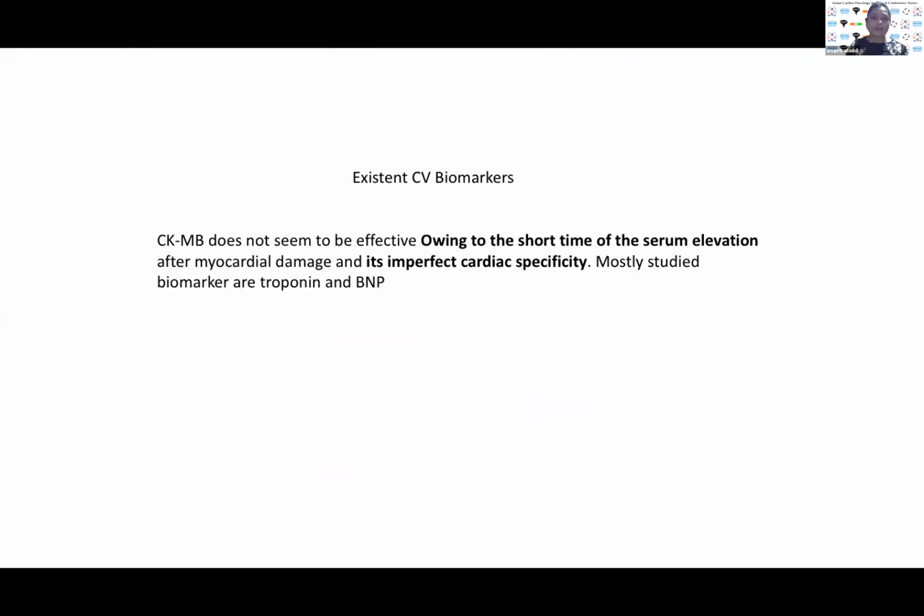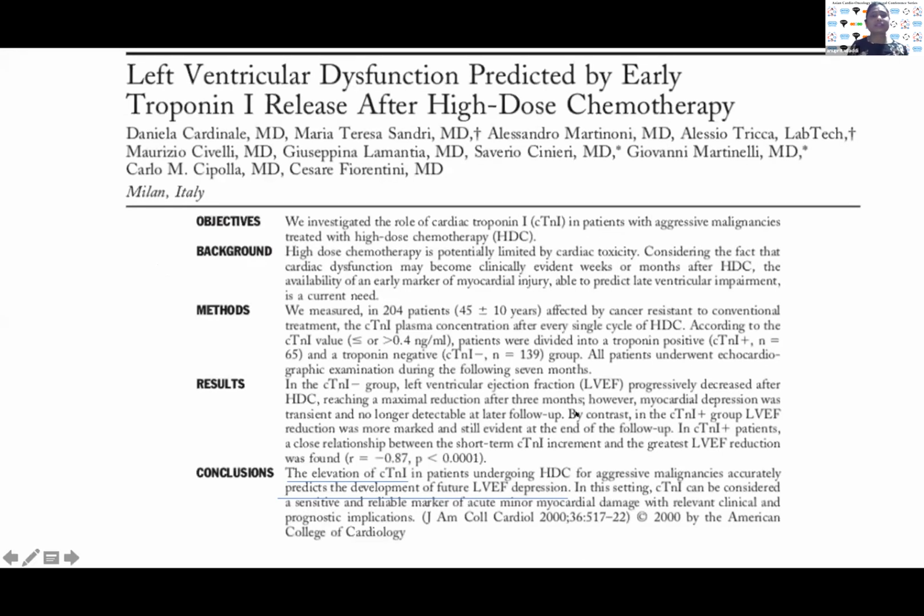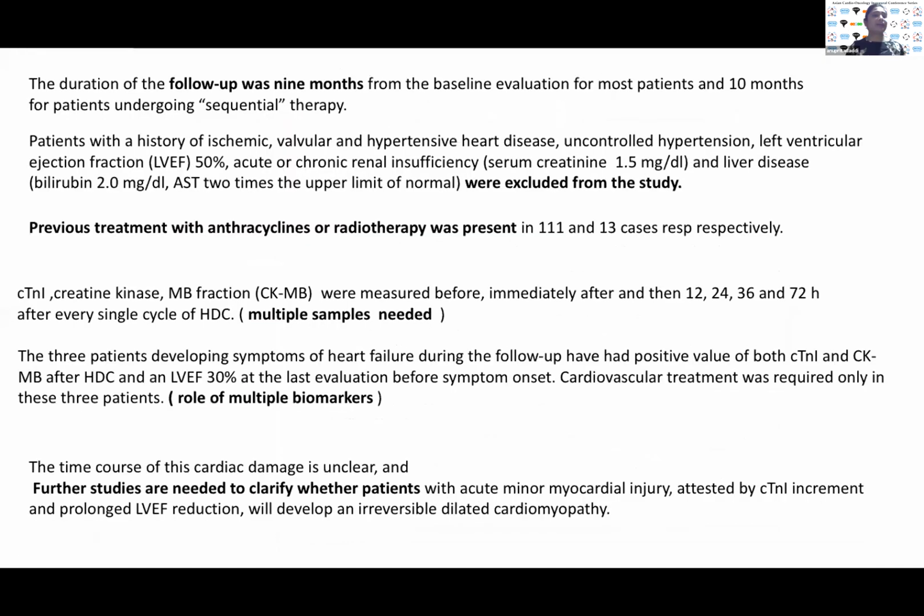Coming to existing cardiovascular biomarkers, CPK-MB has a short duration of serum elevation and imperfect cardiac specificity. The most studied biomarkers are troponin and BNP. Now, this is the landmark paper which my colleague has already discussed, published by Daniela Cardinale in 2000. She studied 204 patients and concluded that elevation of troponin I predicts the development of future LVEF depression. But my dear friend, the duration of follow-up was only 9 months.